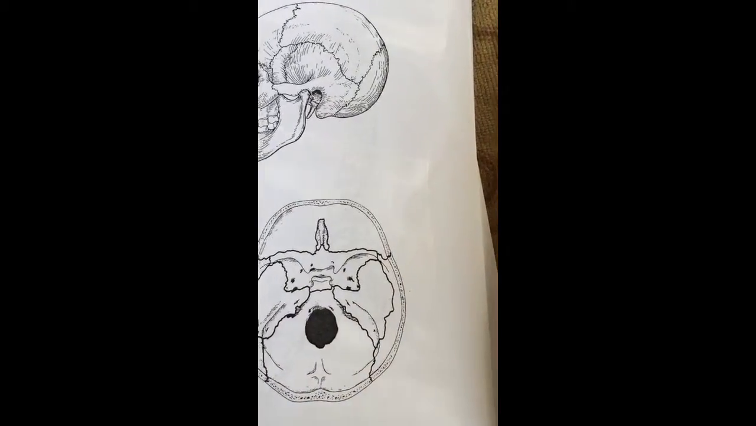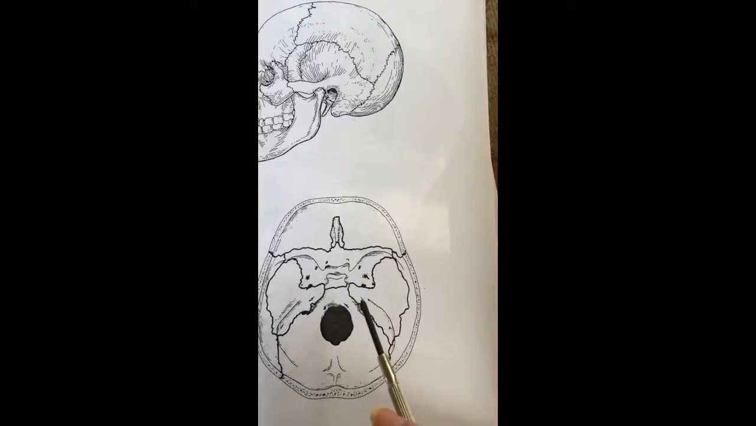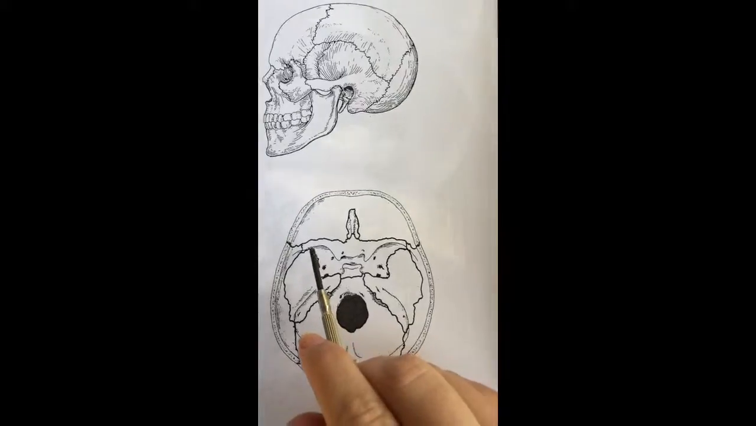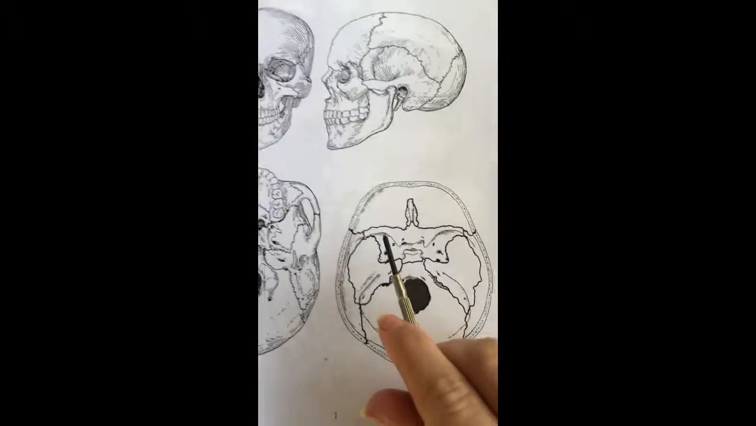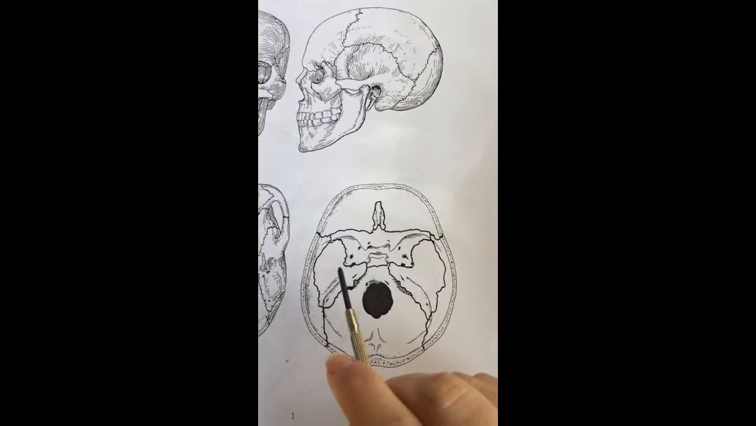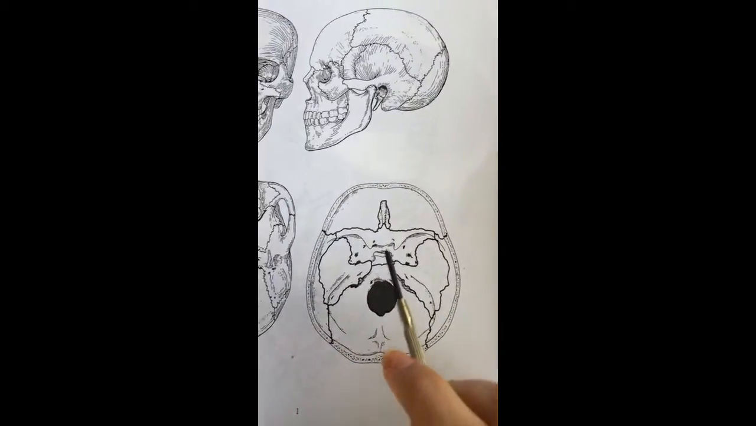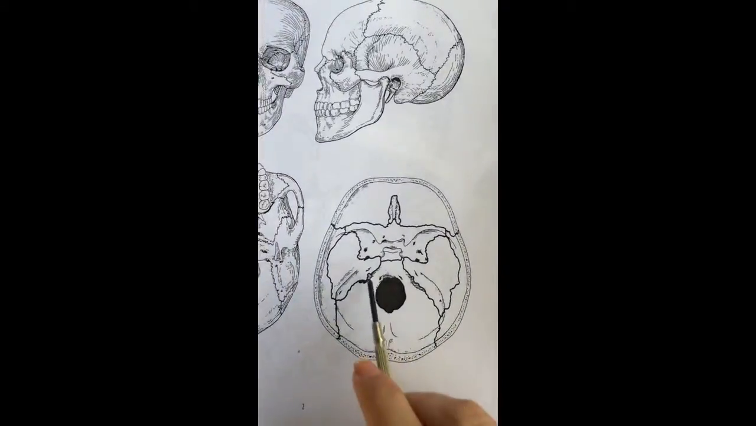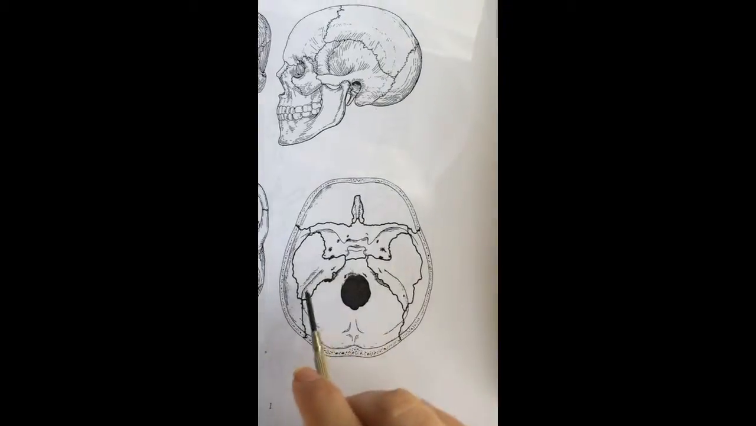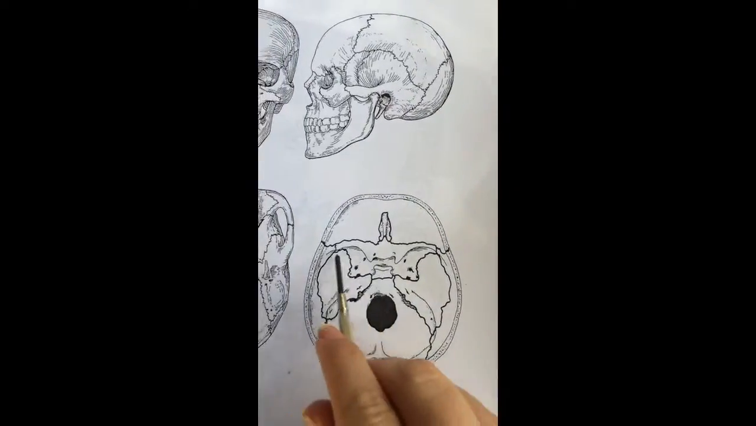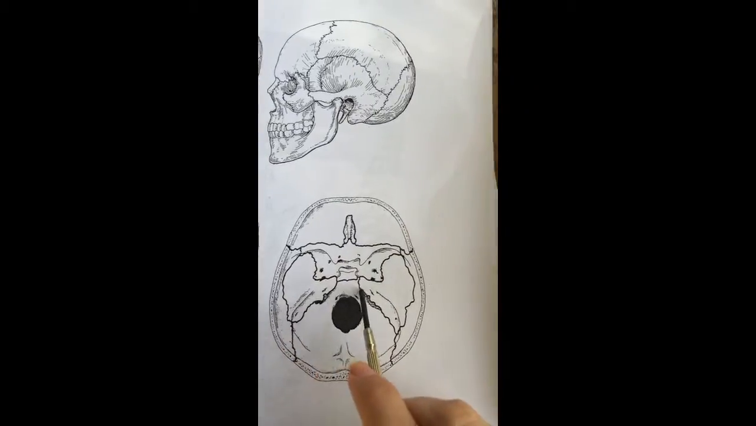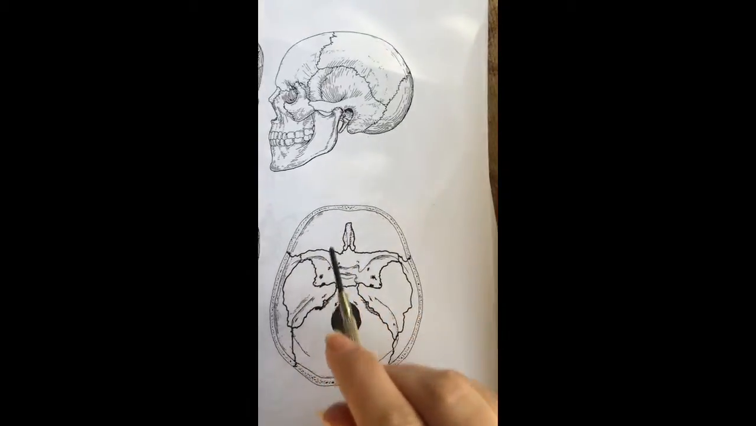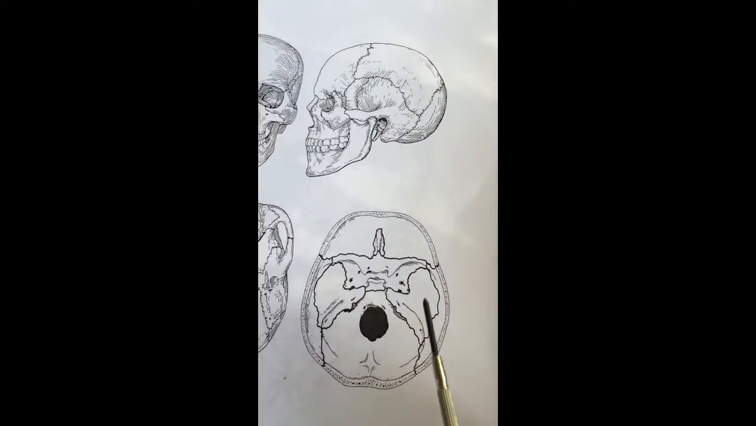You have your greater wing and lesser wing of the sphenoid bone. This is your posterior cranial fossa. This is your middle cranial fossa, and this is your anterior cranial fossa. And that is that.